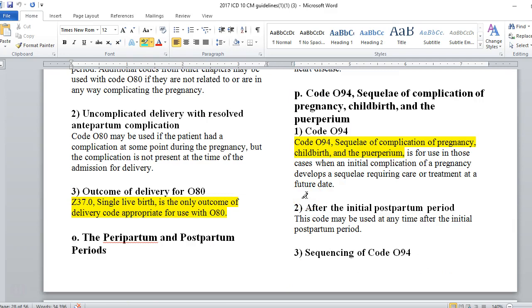Now, code O94, sequelae of complication of pregnancy, childbirth, and the puerperium, is for use in those cases when the initial complication of pregnancy develops a sequelae requiring care or treatment at a future date. So again, always remember that we might have a late effect or sequelae happen weeks, months, or years later. For instance, you could have a woman in her 80s who just had a uterine prolapse. If the doctor concludes that the uterine prolapse had to do with her multiple pregnancies, we're still going to use code O94 as the first code, and then the uterine prolapse would go as a secondary code.